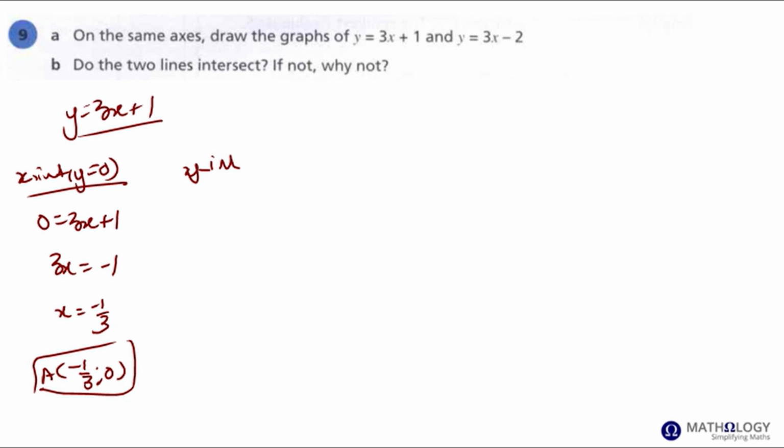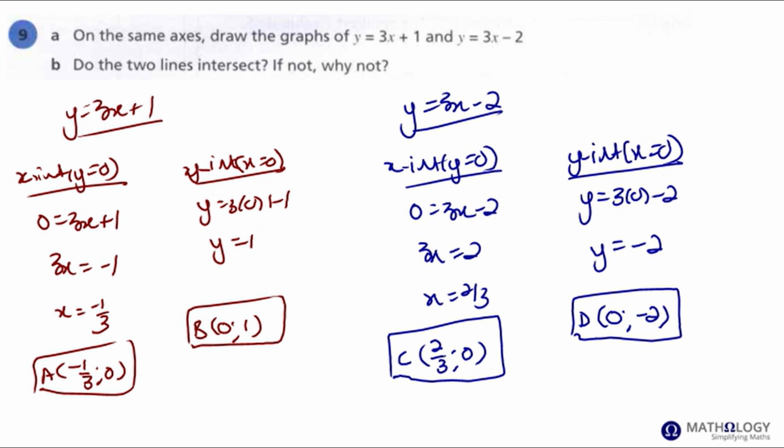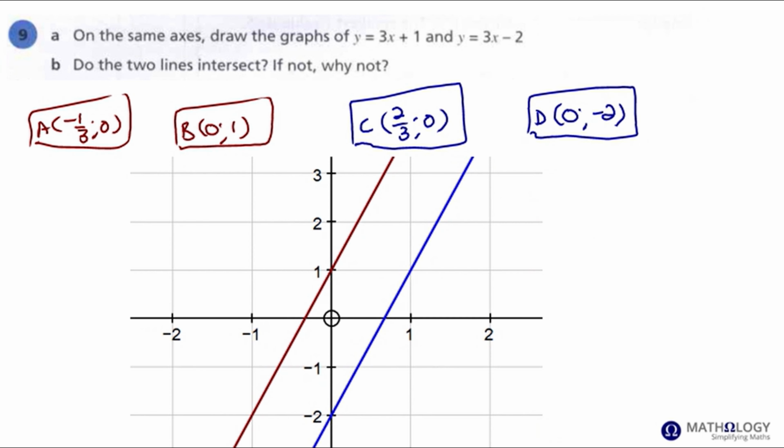Again, we have fractional values here. It doesn't matter, you're just going to have to adjust the intervals on the axes that you draw up. The y-intercept, x equals 0. So y equals 3 times 0 minus 2. y equals minus 2, so the point is 0, minus 2, and we'll call this point D. Now all we're going to do is plot points A, B, C, and D, and put a straight line through A and B, a straight line through C and D.